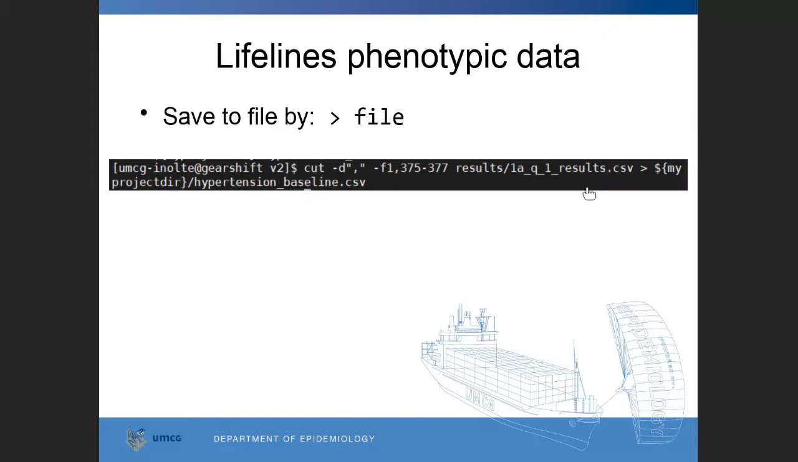And here I used this variable, my project there. This is a variable that I created before, with the name of the directory of my project. To get the content of this variable, you put this $ sign in front of it. So this is how you can make a variable and use such a variable in Unix.